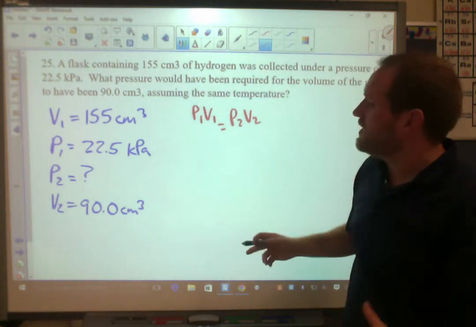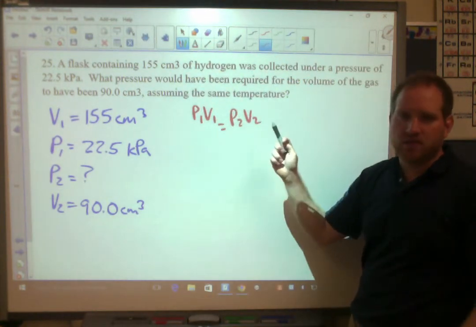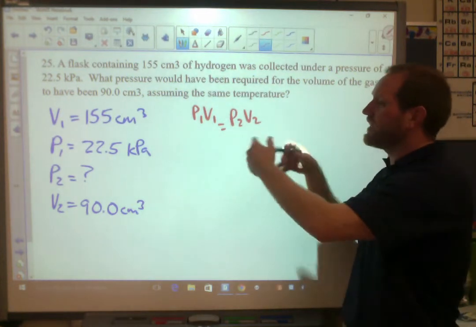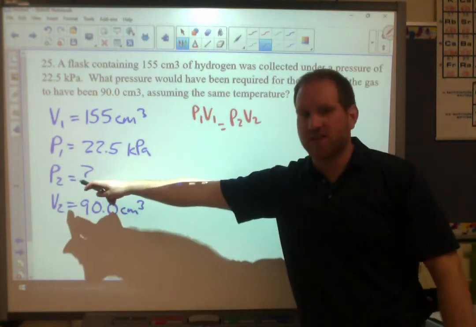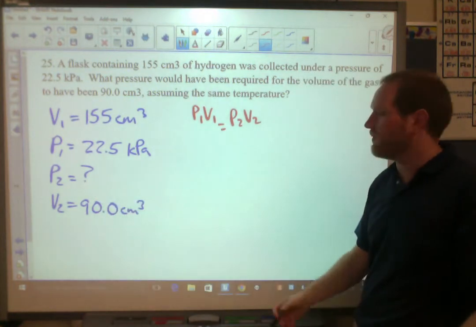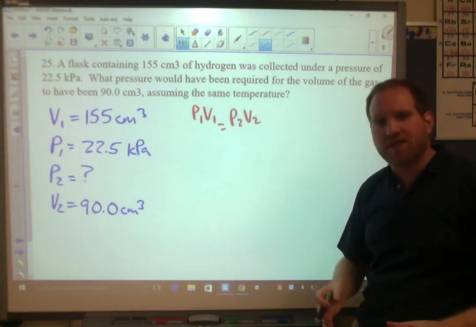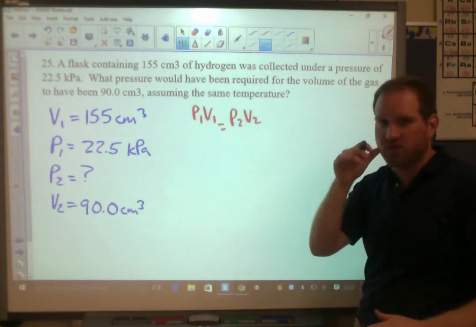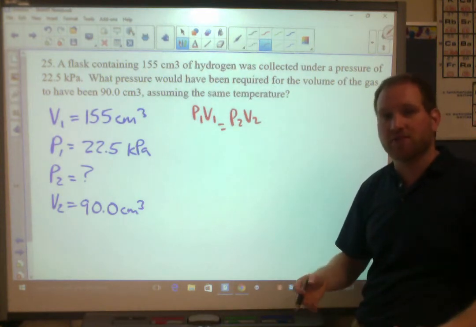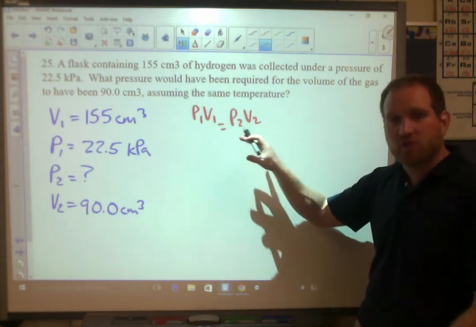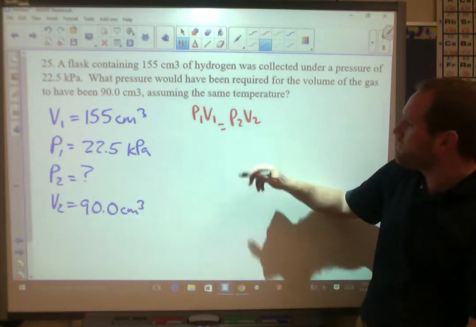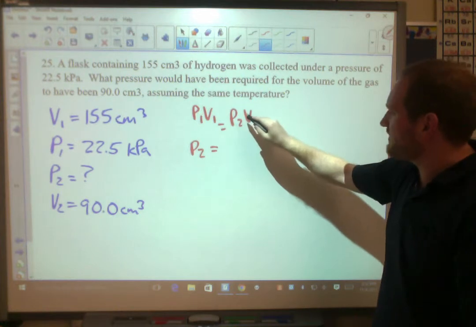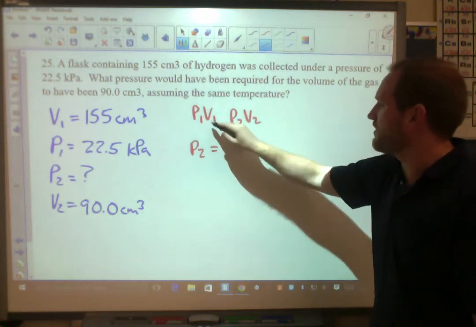Now, at this point, you can plug your numbers in and just get your answer. But I always prefer and advocate for you guys to rearrange first. Get this by itself. Isolate the variable you're looking for, because then your units are going to cancel out nicely. You're much less likely to make a mistake if you rearrange first. Trust me, I've seen a lot of students make a lot of mistakes. So how do we get P2 by itself? Well, we need to divide both sides by V2 to get this out of here. So V2 is going to reappear underneath here.